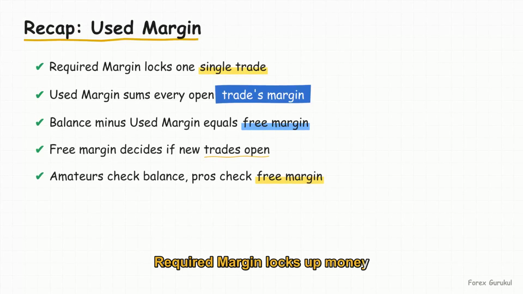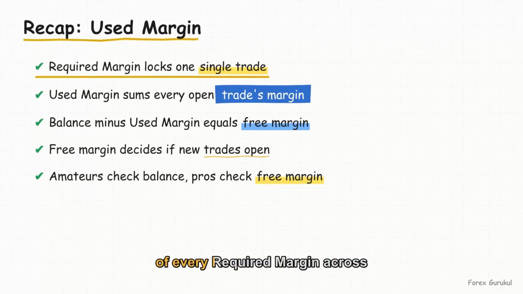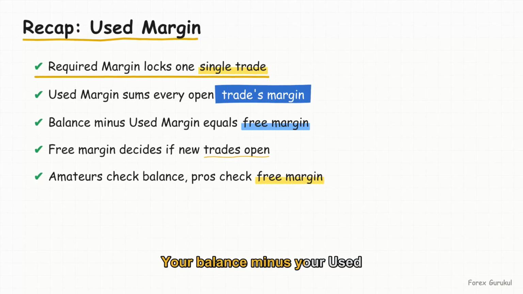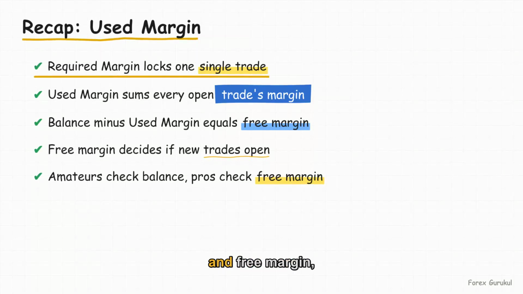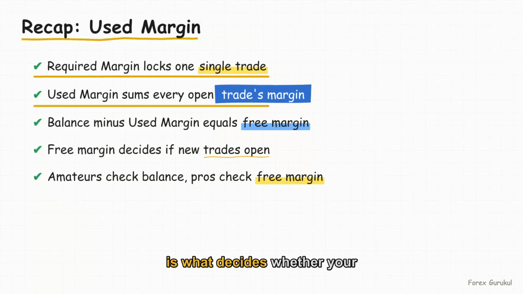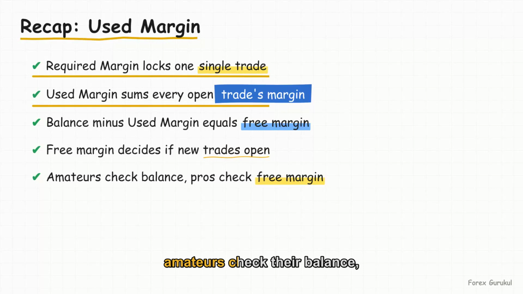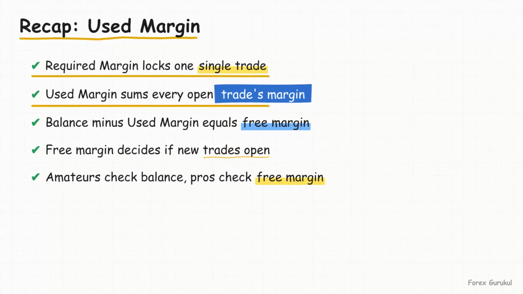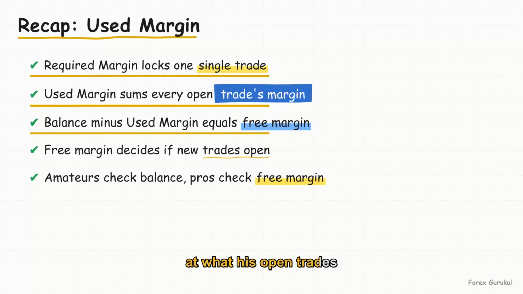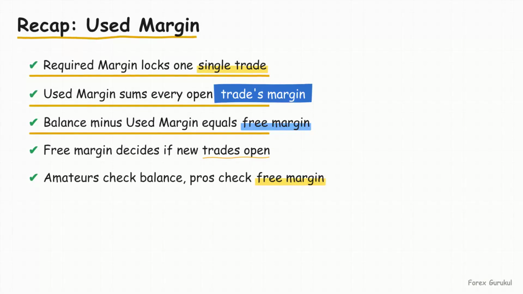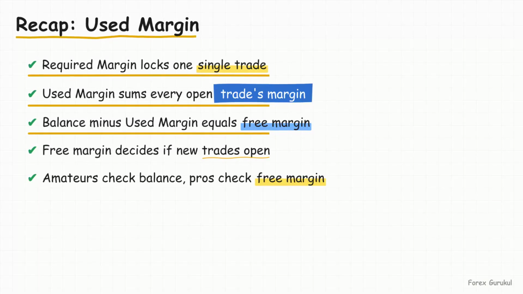Required margin locks up money for one single trade the moment you open it. Used margin is the sum of every required margin across every trade you currently have open. Your balance minus your used margin gives you free margin, and free margin, not balance, is what decides whether your next trade gets accepted or rejected. Write this one down. Amateurs check their balance, professionals check their free margin. Dave's mistake wasn't a bad setup. It was never once glancing at what his open trades had already claimed before he clicked the 4th. Same thing can happen to you, on any pair, any platform, tonight.